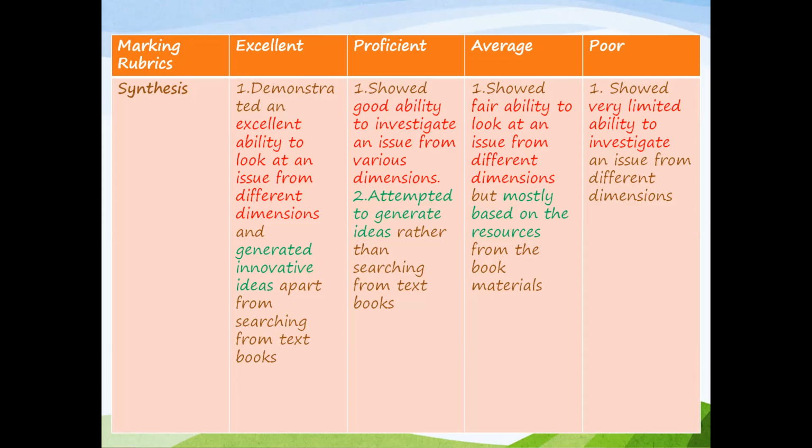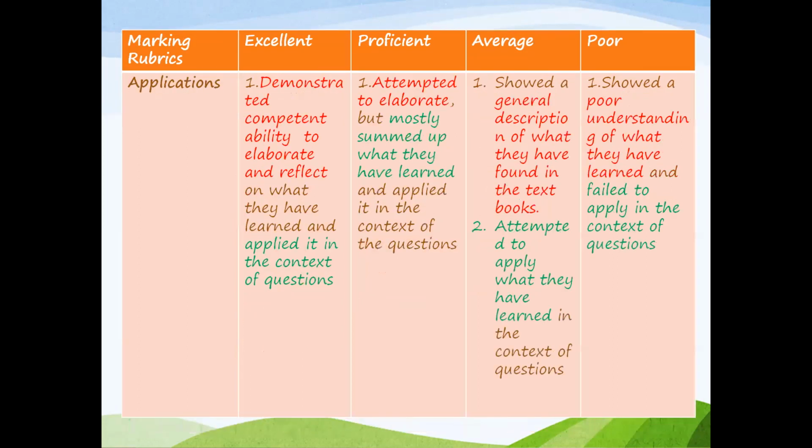A fair ability to look at an issue from different dimensions, where mostly all the ideas are based on the resources from the book, we can give as average. And a very limited ability to investigate an issue can be called poor performance. Next, at one of the higher levels of Bloom's taxonomy, applying a concept or the information learned, we can classify the performance as excellent, proficient, average and poor based on this chart.